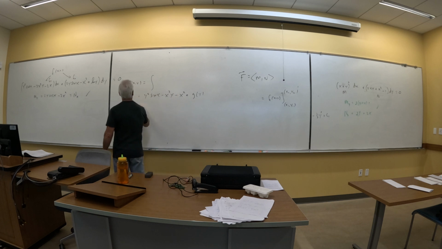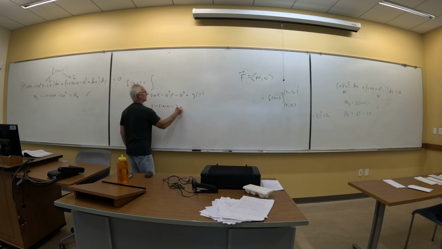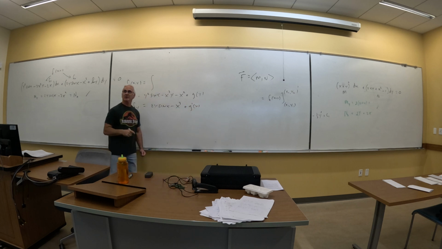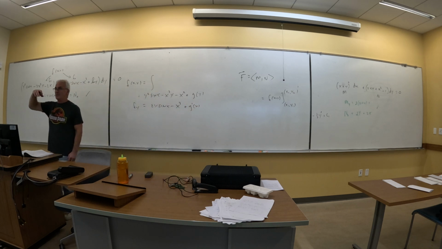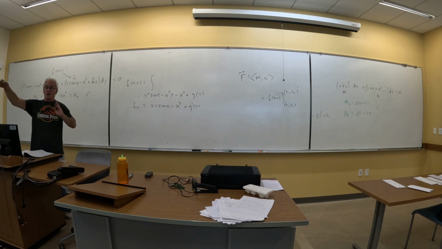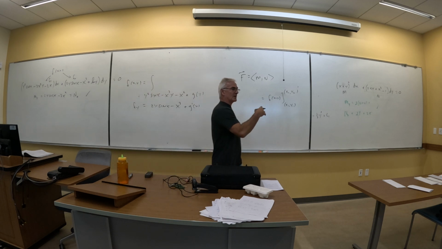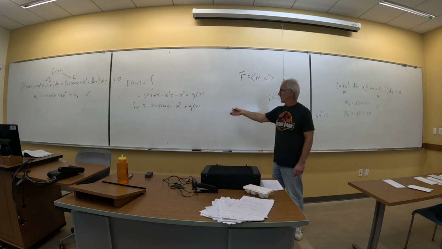All right, so F_y is 2y sin x minus x cubed. That's g prime of y. This is not a partial derivative, is it? If I'm in three-dimensional x, y, and z, I might have a partial at this point, but this is just a regular ordinary derivative. That makes my notation so much easier. Don't write a partial here, because it's a function of one variable.